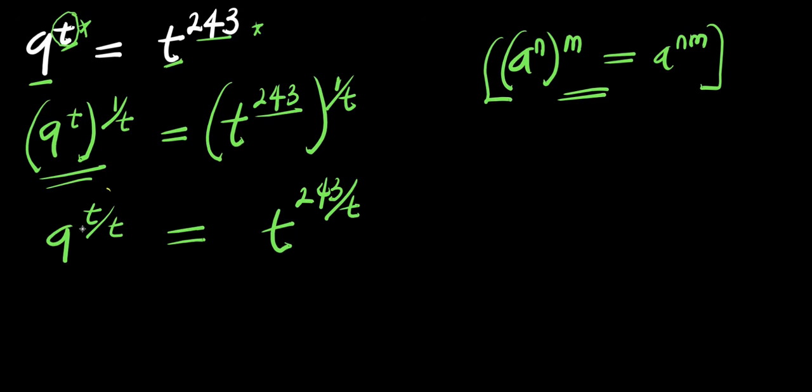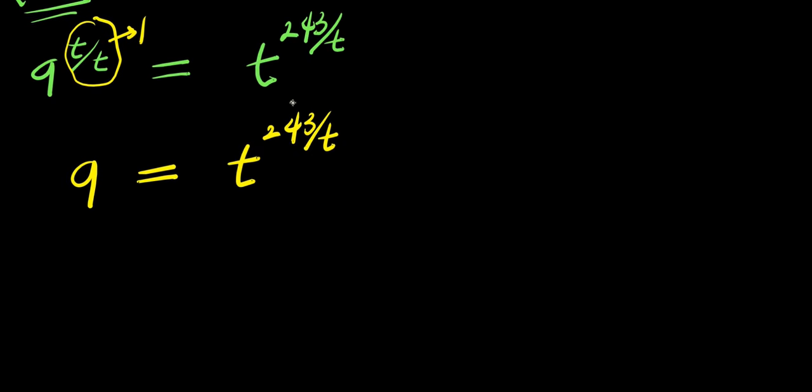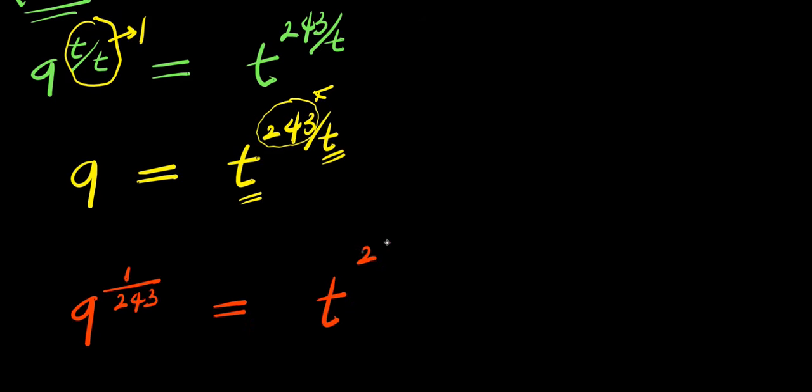Now let's consider this. t divided by t is 1. So I have 9 equals t power 243 divided by t. Now this is a number, and this is a variable. I can as well eliminate this 243. So I'm going to multiply this exponent by 1 over 243 again. I have 9 power 1 over 243 equals t power 243 divided by t raised to the power of 1 over 243.